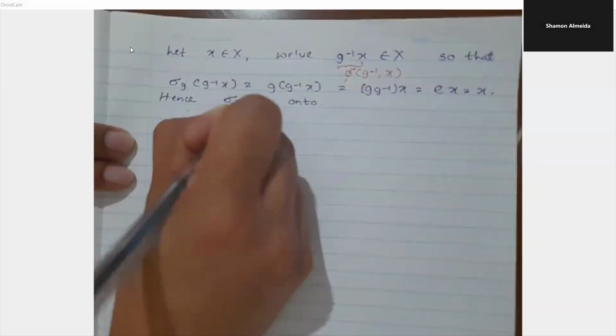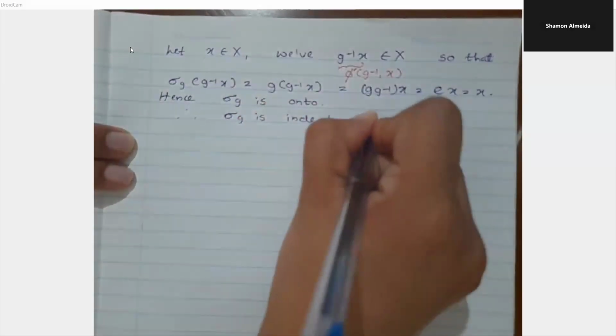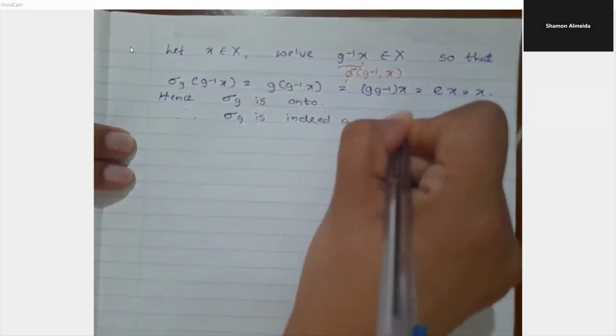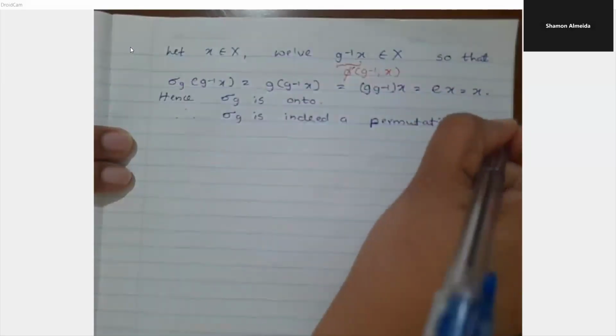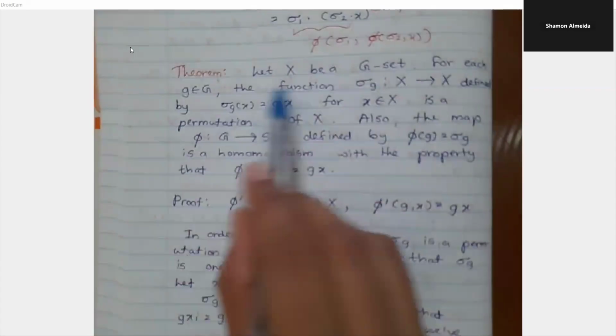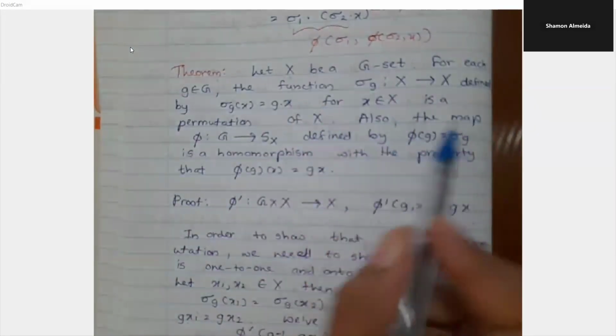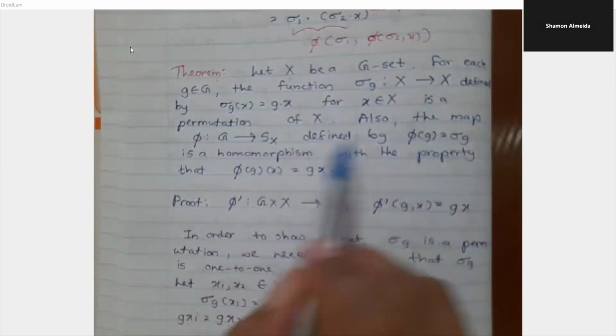So we can conclude that sigma g is indeed a permutation of X. Right. Okay, now going back to the statement once again, we have proved the first part. Next, we have to show that the map from G to S_X defined by this is a homomorphism with this property.